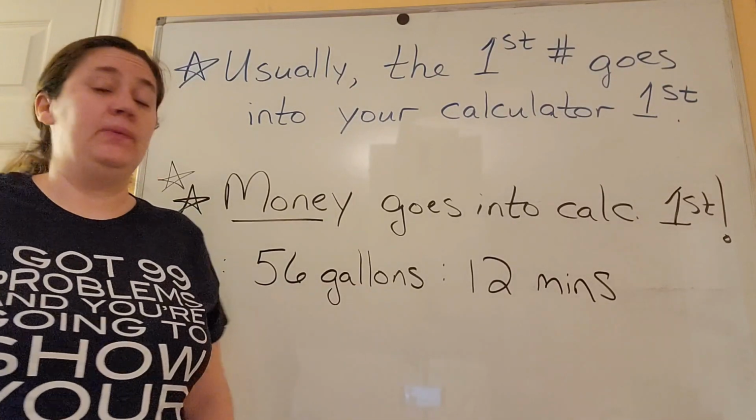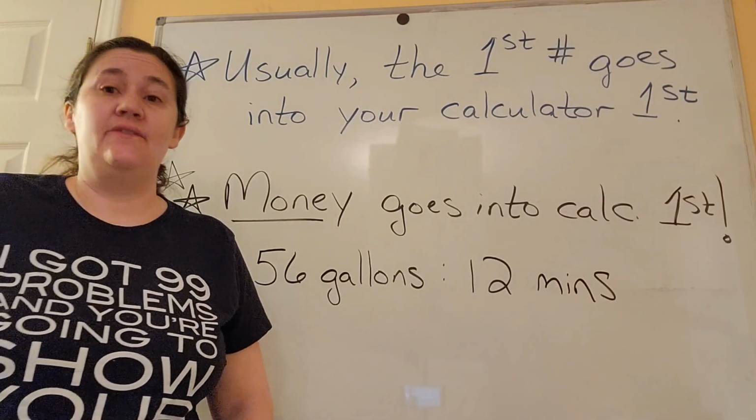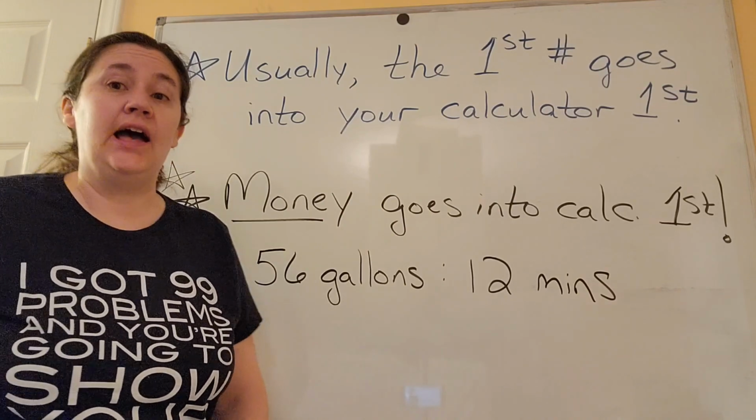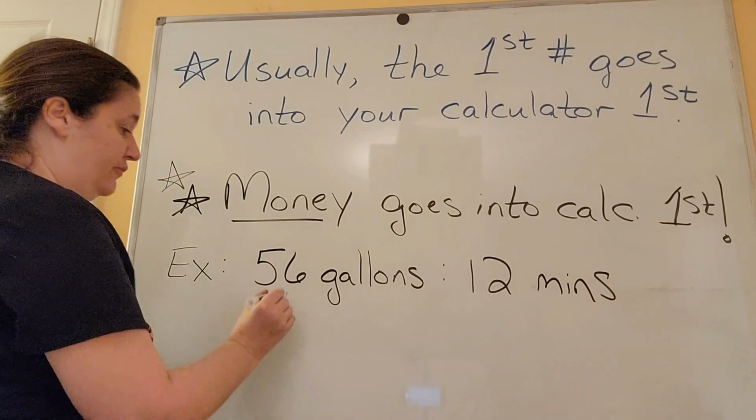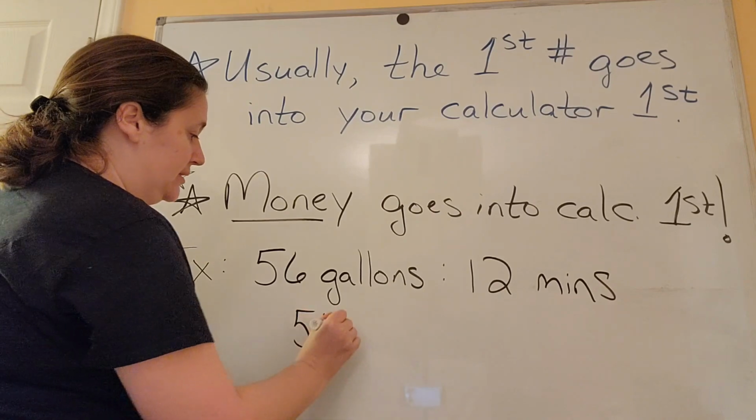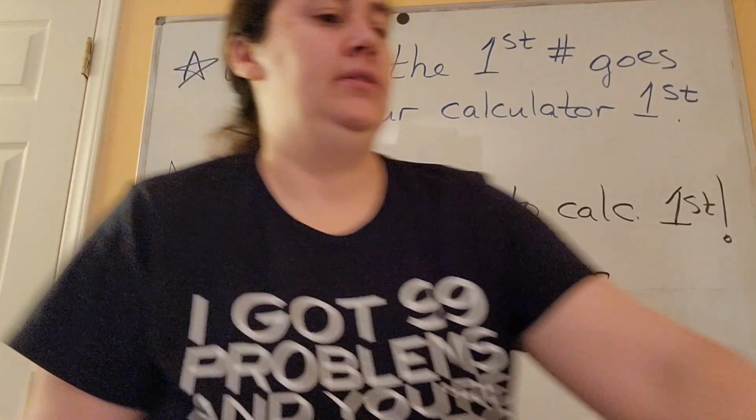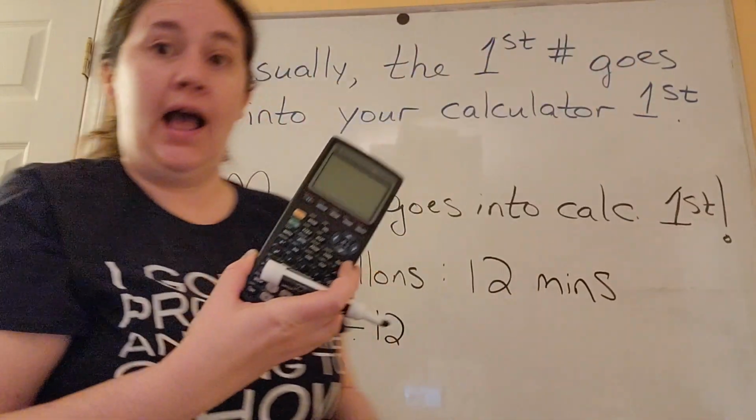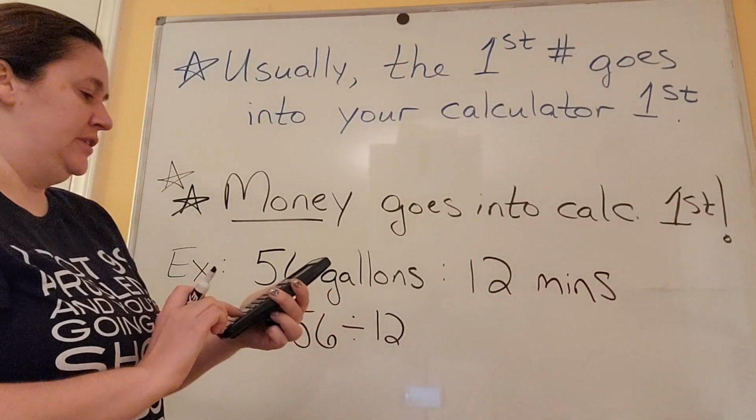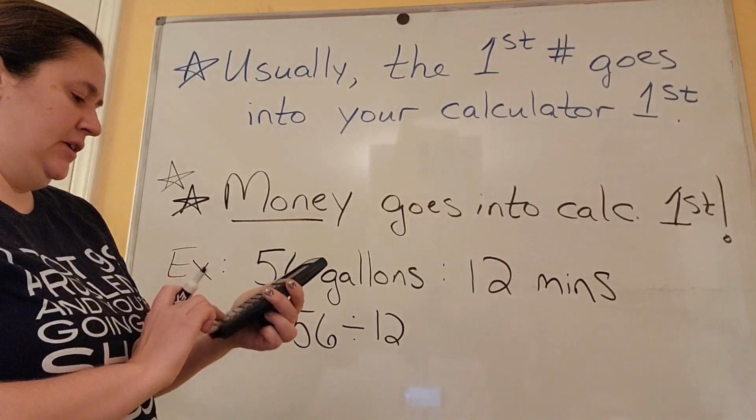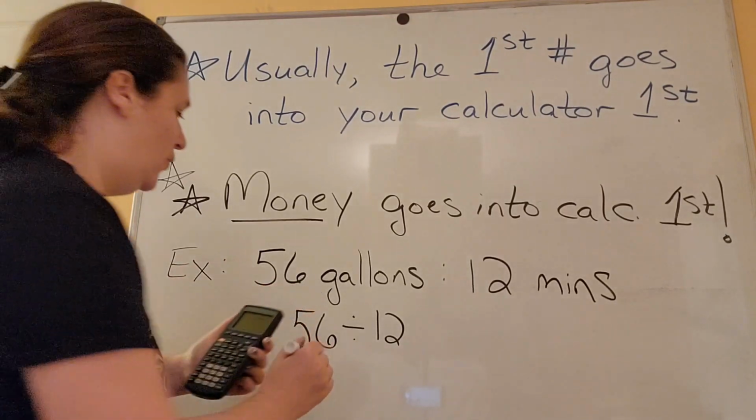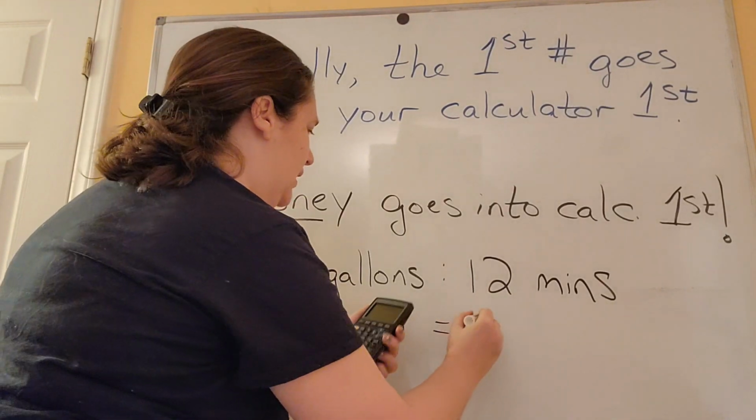To find the unit rate, all you have to do is divide. We're going to take the first number, 56, and divide by the second number, 12. And let me see if I have my calculator. I do. 56 divided by 12 is 4.6 repeating.